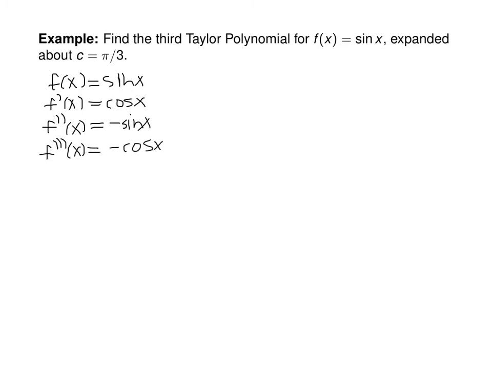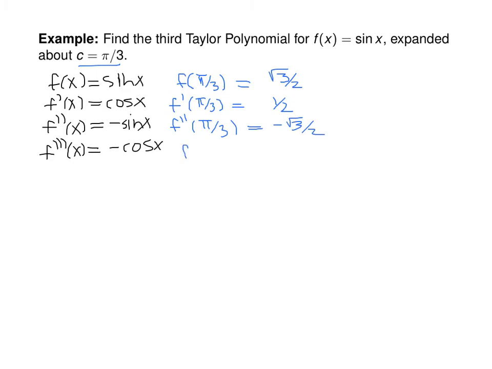And instead of plugging in 0, now we're going to plug in pi thirds. So f of pi thirds. So sine of pi thirds is root 3 over 2. f prime of pi thirds, that will be cosine of pi thirds, which is 1/2. The second derivative at pi thirds will be negative root 3 over 2. And the third derivative at pi thirds will be negative 1/2.